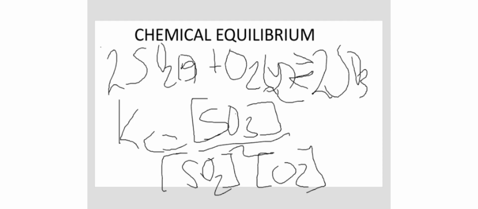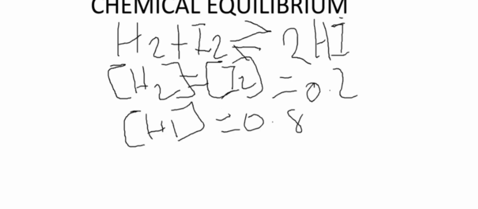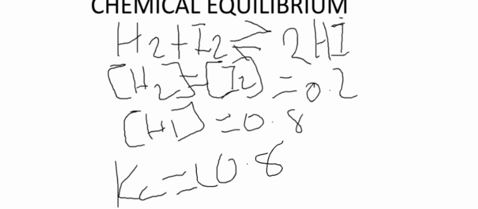Now, let's look at an example where we have the values for concentration. Given the concentrations of H2 and I2 to be 0.2 and the concentration of HI to be 0.8, how do we find the Kc? We just say products over reactants. What are the products? It's 0.8 only.